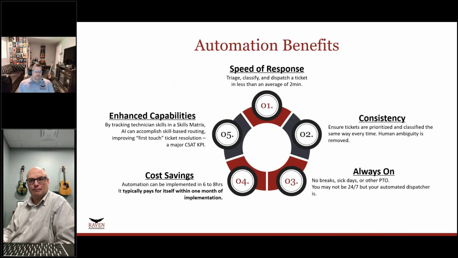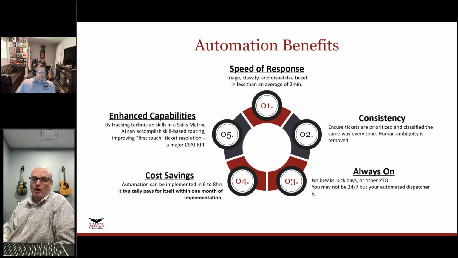So some of the benefits, we've already started to talk about this, but some of the benefits here, one, speed of response, right? Triage, classify, and dispatch tickets in less than an average of 2 minutes. If we go back and look at some of those manual processes, we were seeing MSPs tell us 3 minutes to triage and dispatch, 4 minutes to triage and dispatch, 5 minutes, but that required someone to physically be in their chair watching those tickets come in order to make that happen. In this case, this is happening just right off the bat through automation, and it's picking them up immediately.